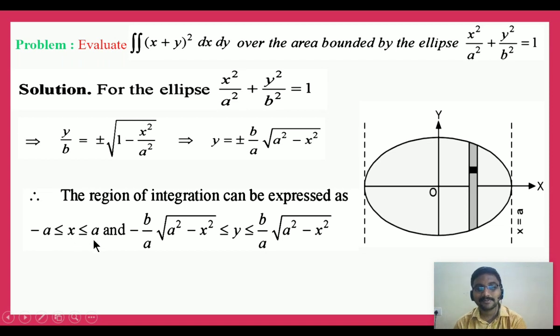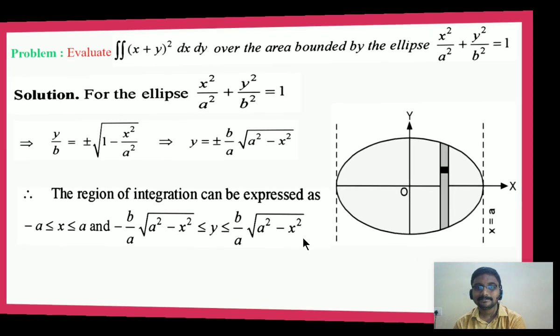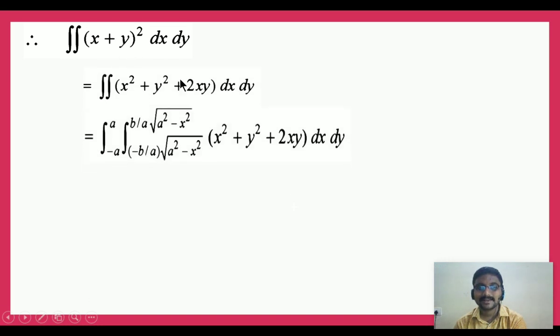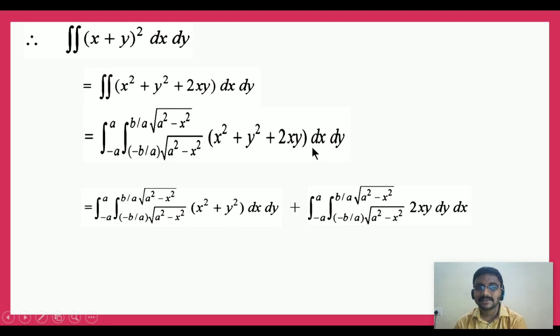x varies from negative a to positive a, and y varies from negative b by a root of a square minus x square to positive b by a root of a square minus x square. With these limits, we have to evaluate the double integral. First, we have to split the (x plus y) whole square. Using the limits, first we integrate with respect to y and then x, because the y limits are variable limits. We are splitting the integration: x square plus y square is taken as one term, and 2xy is taken as another term.